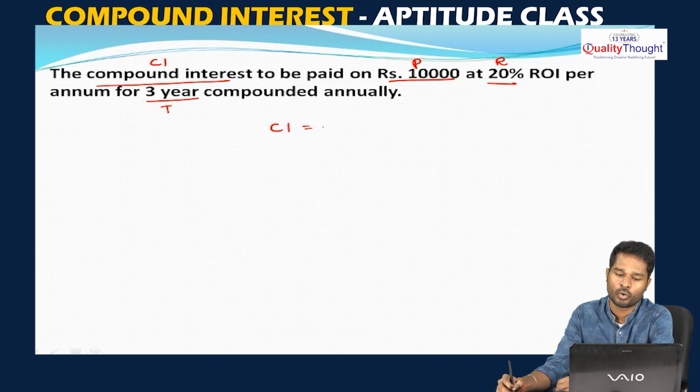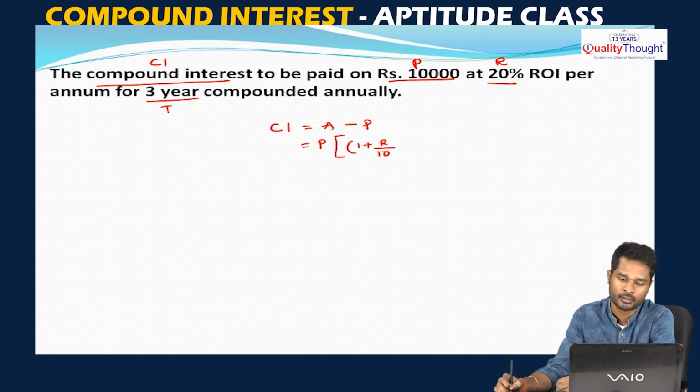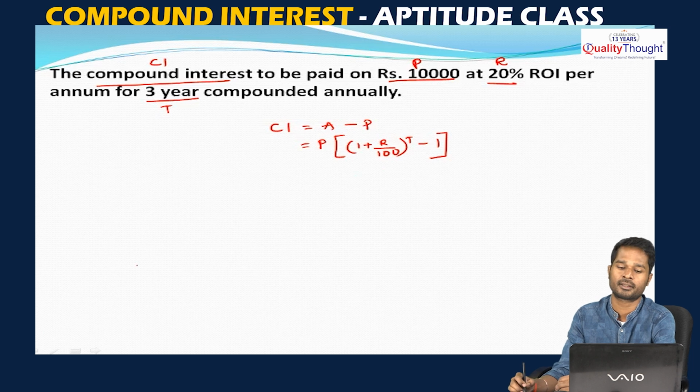The compound interest is the total amount minus the principal amount. The total amount is P into (1 plus R/100) to the power T. If you take P common, it can be written as P times ((1 plus R/100) to the power T minus 1). Using this we can directly calculate the compound interest. First we will calculate the total amount and then subtract the principal amount from that. Now let's see the compound interest in this case.